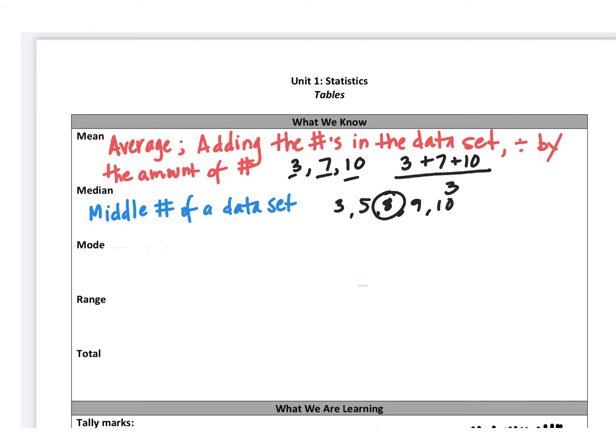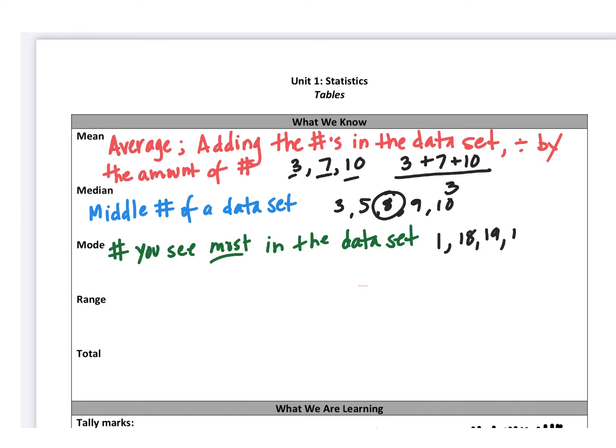Mode always means most. It's the number you see most in the data set. Okay, notice I keep saying data set, a set of numbers. So for instance, if you have 1, 18, 19, 19, 20, your mode would be 19 because we have the most of 19s. Okay, sometimes you don't have a mode, and sometimes you have more than one mode. Say for instance we had 2 20s. I could say my mode is 19 and 20.